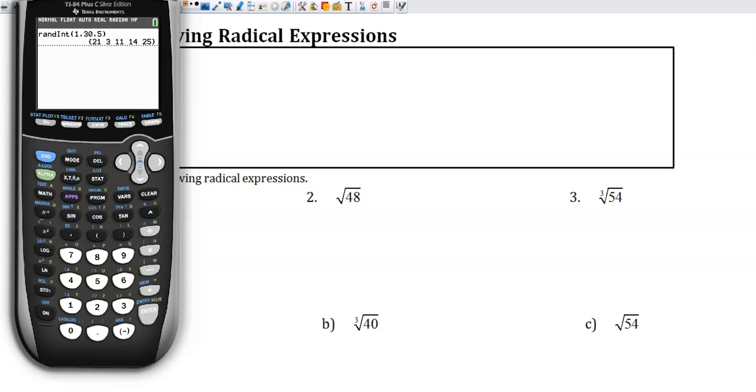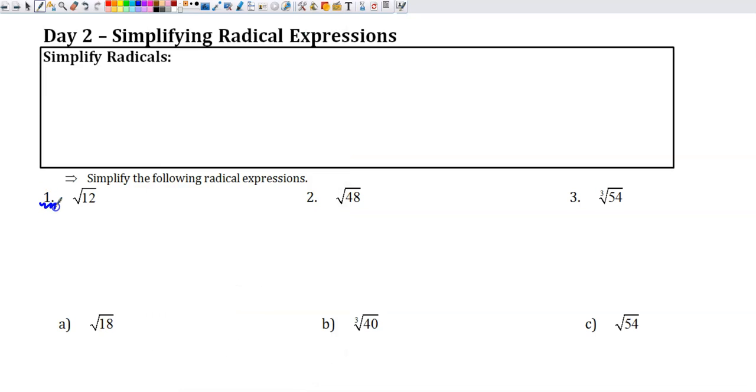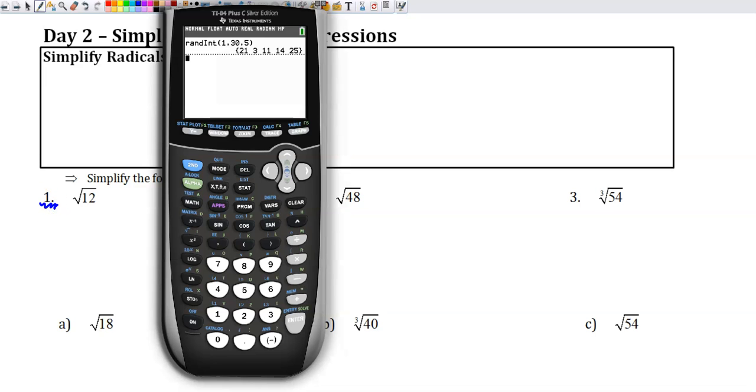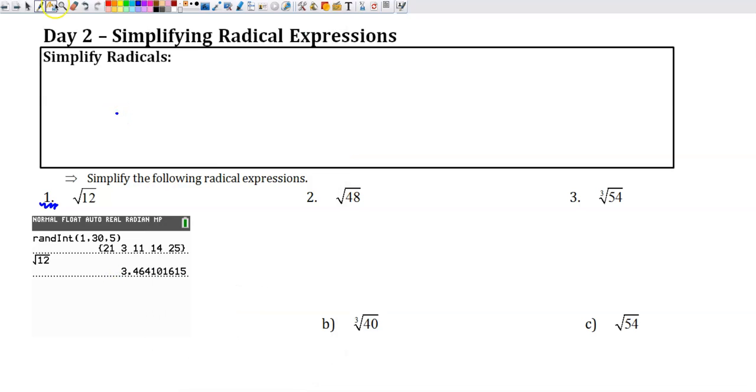And I hope you can see my calculator. I'm just going to type this first one in here, and if you've got your calculator, go ahead and practice. Square root of 12 equals, it ends up being some crazy decimal, and we don't like that in our math world.